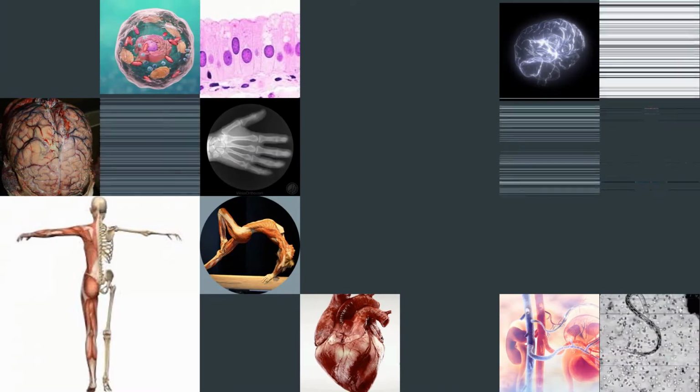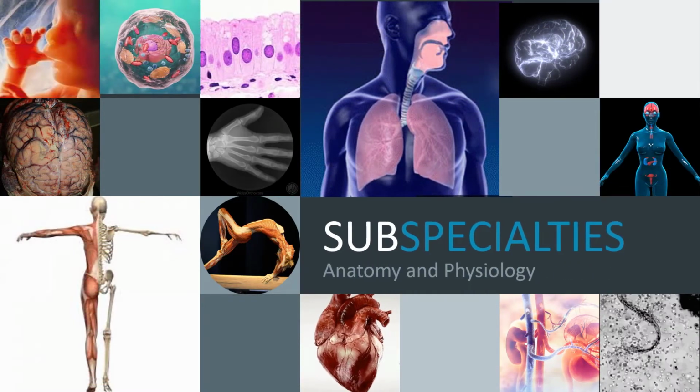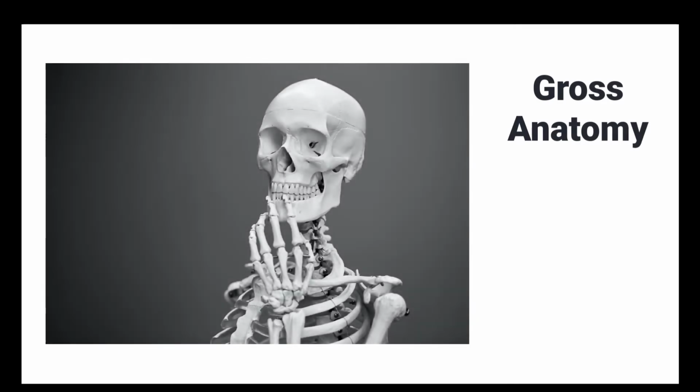Anatomy can be divided into subspecialties. So when we say gross anatomy, it is also known as macroscopic anatomy. Macro meaning large or visible, so we can look at it without magnification. We would be able to easily see this without using a microscope or any other type of magnification.